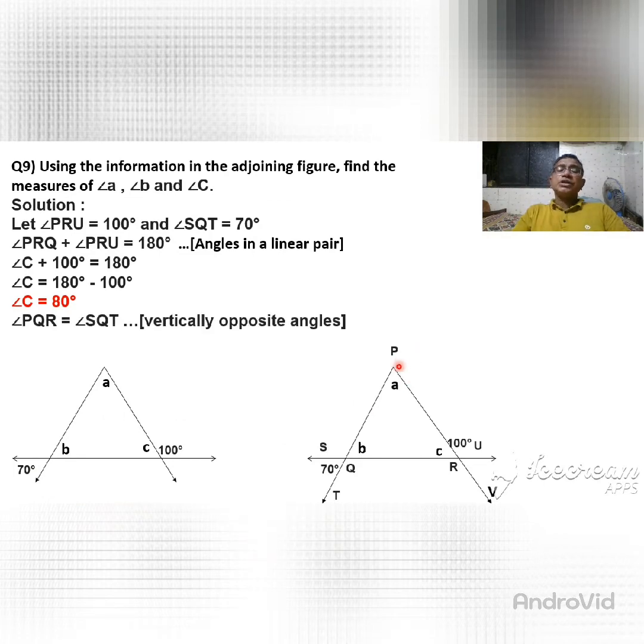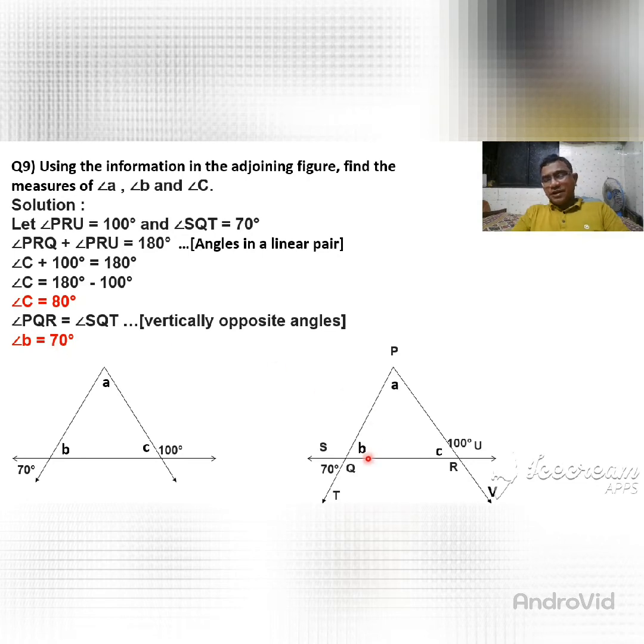See, this is the angle P, this is the angle Q, and this is the angle R. This is the PRQ angle. Then another angle S, another angle Q, another angle T, the SQT angle. So angle PQR and angle SQT are vertically opposite angles. So SQT is equal to 70 degrees, and PQR is B degrees. So angle B is equal to 70 degrees.